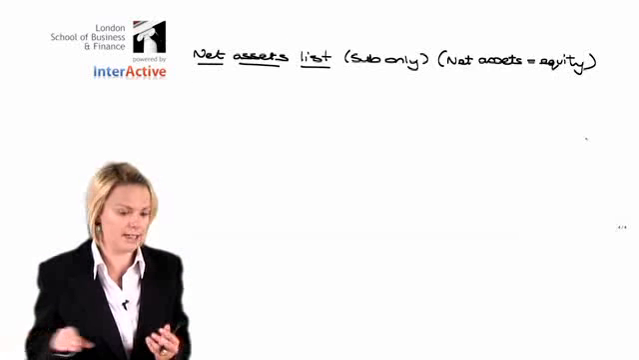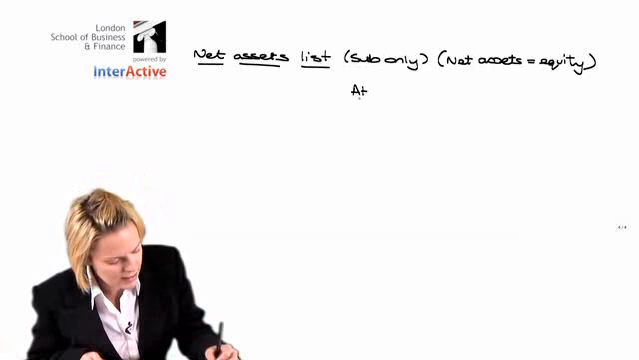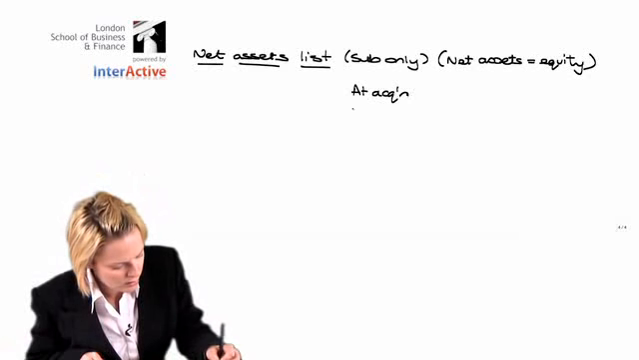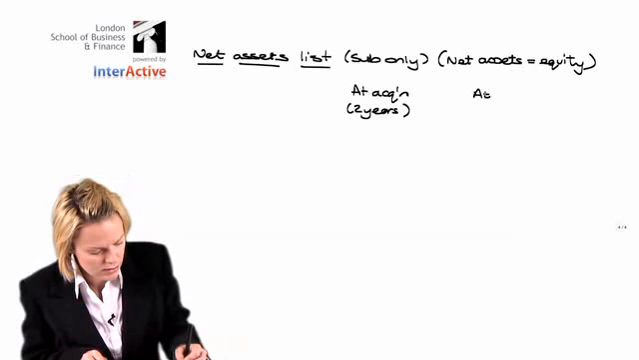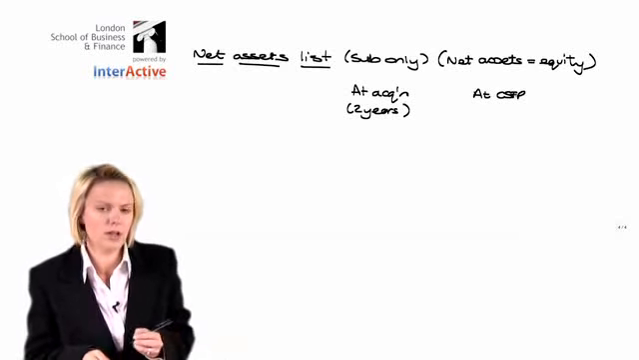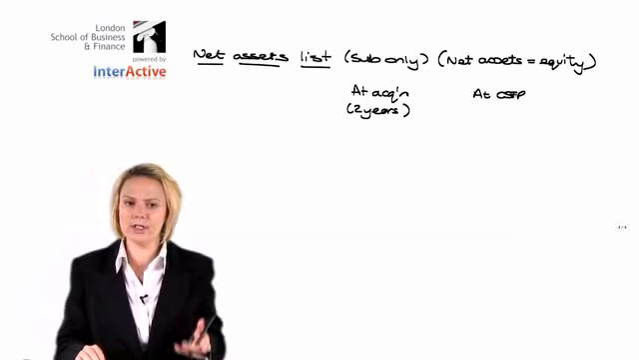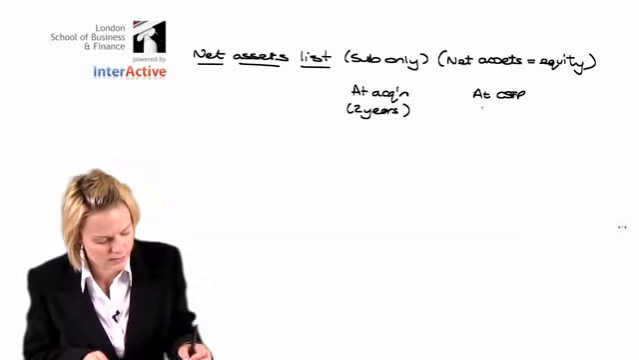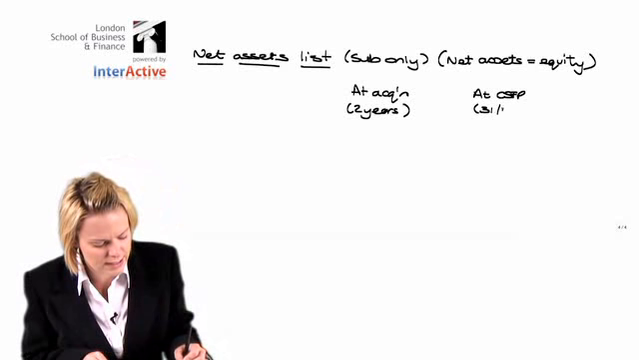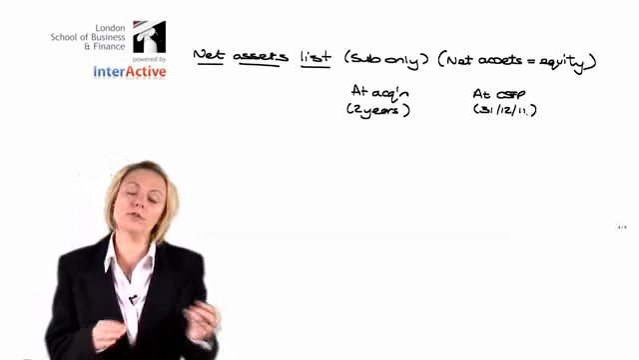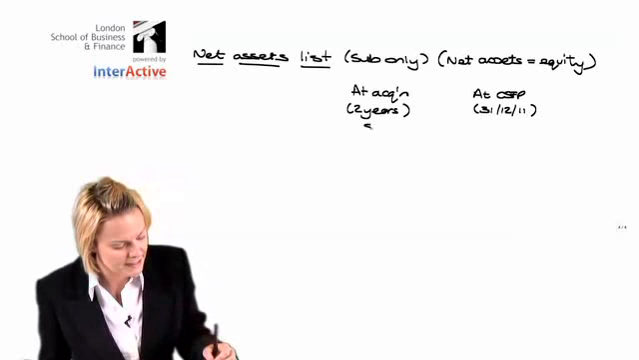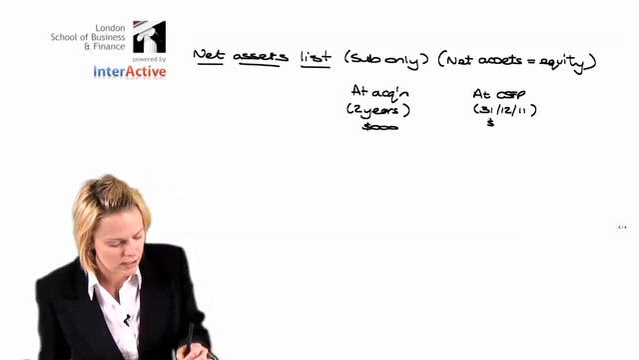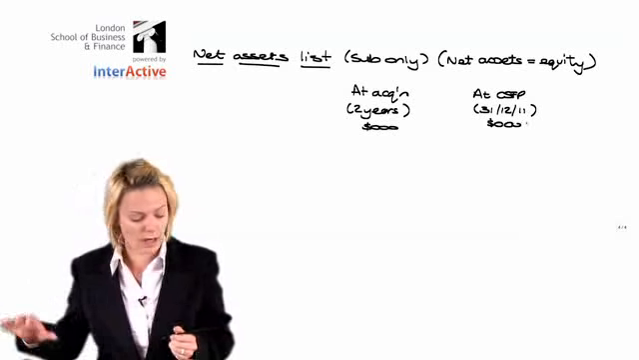Now, we have 2 columns for this. At acquisition, if you remember for this example, it was 2 years ago, and at CSFP, so at the consolidated statement of financial position date. And that was the 31st of December 2011, 2 years later. Again, we're going to express these in thousands because that's what the question does.